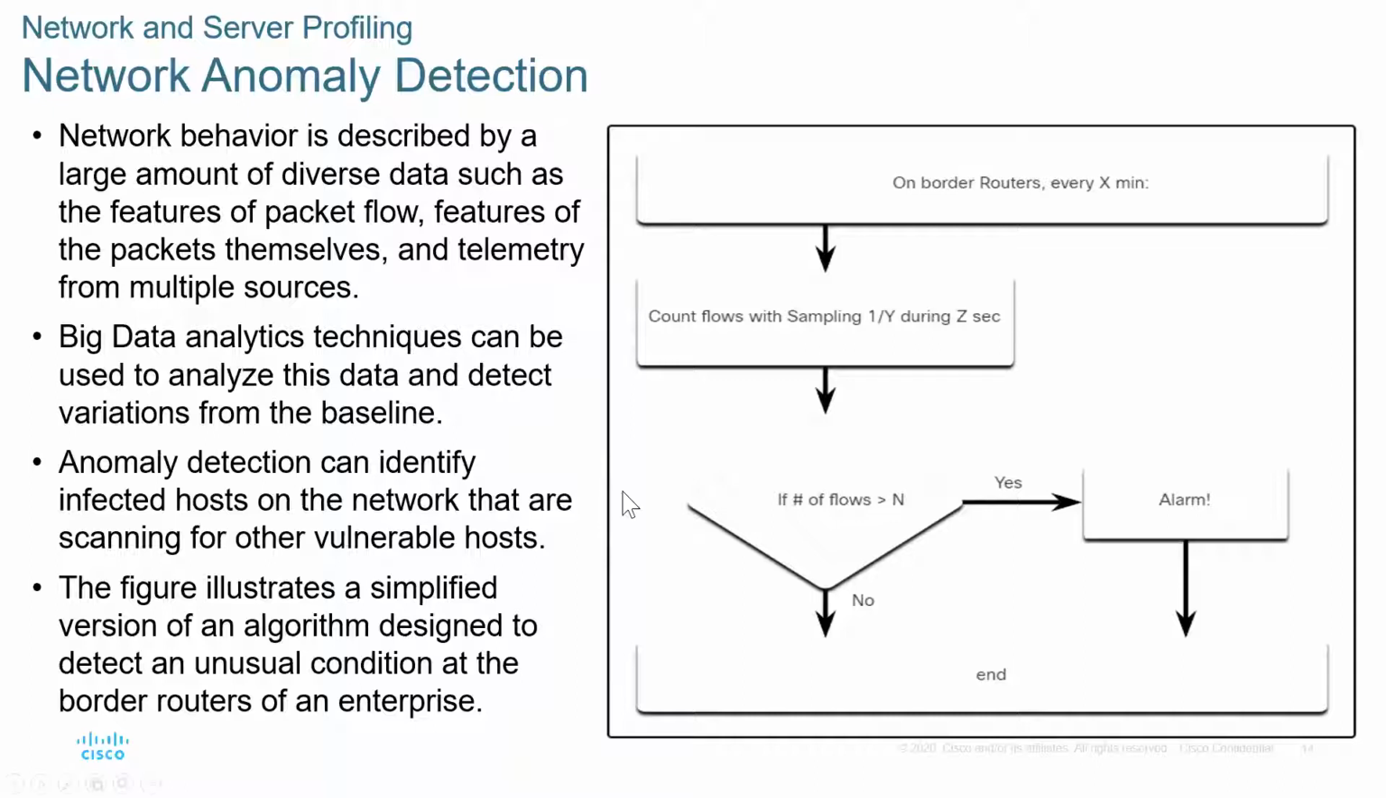This figure here will illustrate a simplified version of an algorithm designed to detect an unusual condition at the border routers of an enterprise. For example, on the border routers, we're checking every minute, counting flows and sampling one out of every so many during Z seconds. If the number of flows is greater than N, then yes, we throw an alarm. If no, then we end. This was referring back to that NetFlow I was talking about. So if we're seeing an abnormally large amount of traffic come through that we wouldn't normally anticipate or predict, then as we're sampling through that, we're going to throw an alarm out on our system.